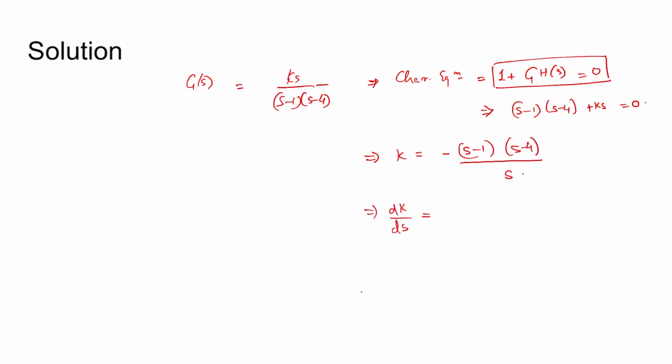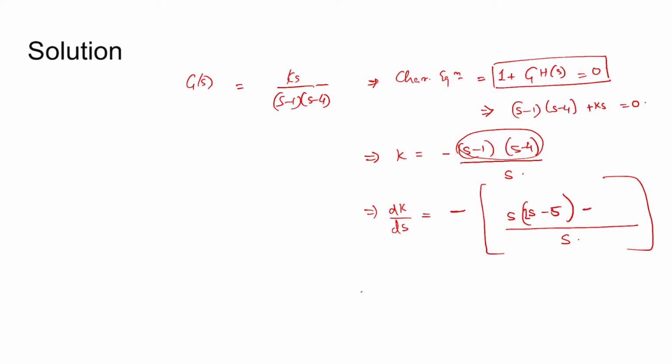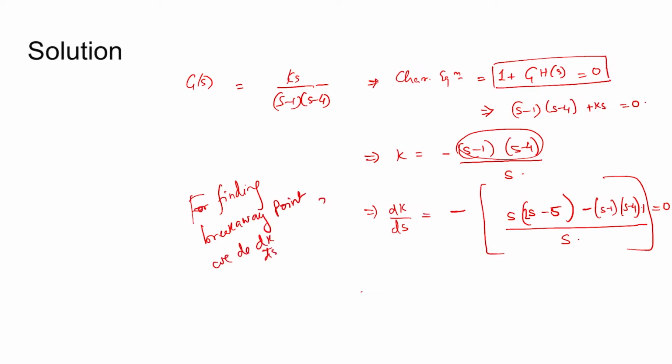dK/ds equals minus of the derivative of this one: differentiating, the numerator is s² - 5s + 4, so its derivative is 2s - 5, and then we need to differentiate s, which is 1. For finding the breakaway point, we set dK/ds equal to 0.